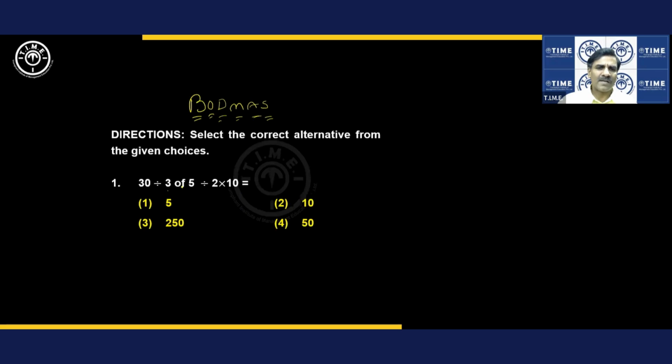Here, if we consider 3 of 5, of is nothing but multiplication, but of will be given preference over multiplication. So 3 of 5 is 15. So we have 30 divided by 15, which is 2. Again we are dividing by 2, so 2 divided by 2 will be 1. That we multiply with 10, so 1 into 10 has to be 10. So the answer for this question should be choice 2, 10. An easy question to start our discussion.